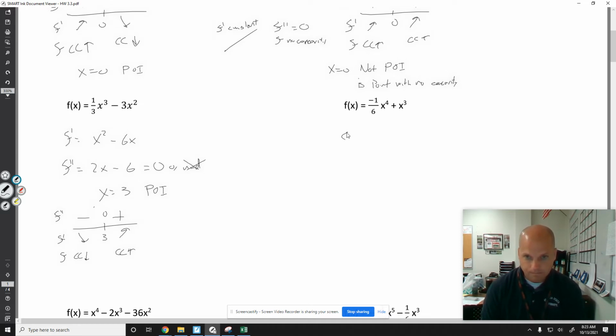All right. Negative 4, 6, which is negative 2/3 x cubed plus 3x squared. Negative 2x squared plus 6x. Factor out a negative 2x, x minus 3. You don't have to factor out the negative if you don't want to.